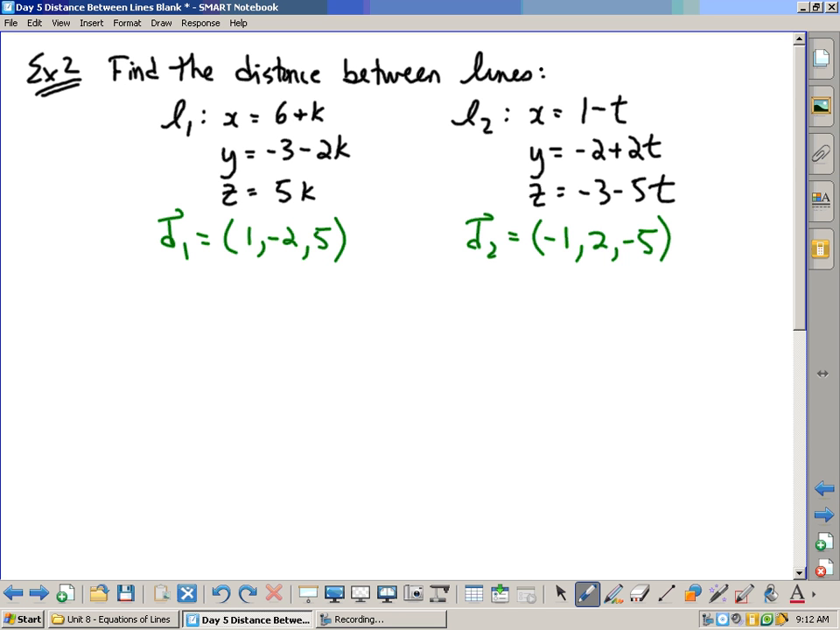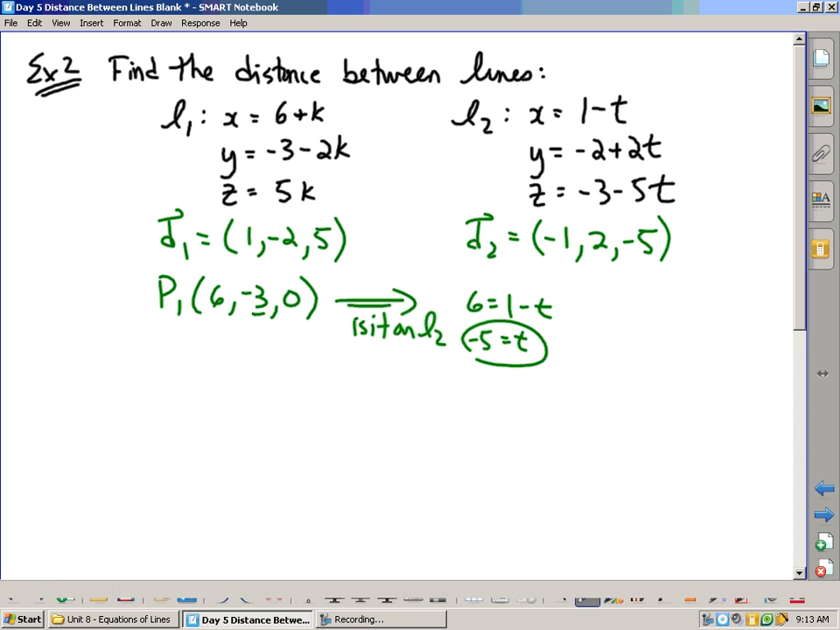Very nice. Aaron tells me I'm going to take a point from this one, which would be 6, -3, 0. And we're going to test that one on the other one. So is it on L2? Because if the point P1 is on L2, then it turns out we have the same line. So we're going to do a quick little test. We're going to plug in 6 equals 1 minus t, and we'll get -5 equals t.